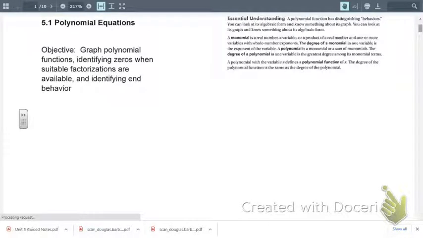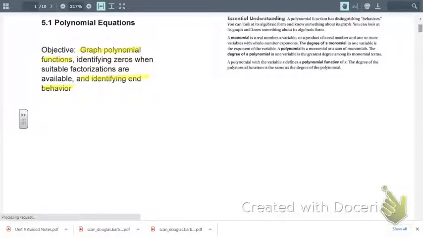Lesson 5.1 is on polynomial equations. The objective for this lesson is that we're going to be able to sketch graphs of polynomial functions. We're not going to do anything with this second one here, identifying zeros, but we will also identify end behavior. So we're going to hit the two objectives that I highlighted in yellow there.